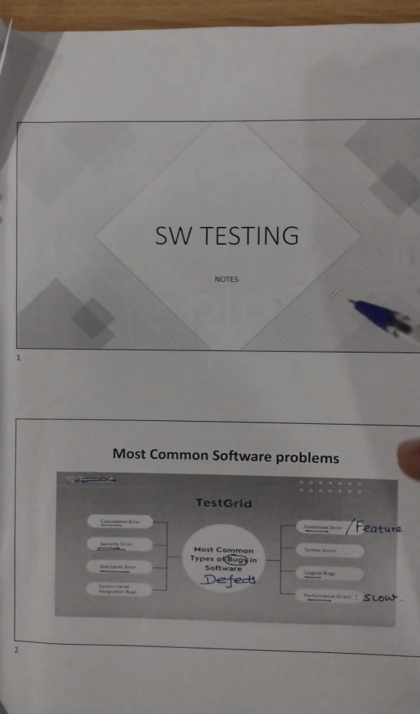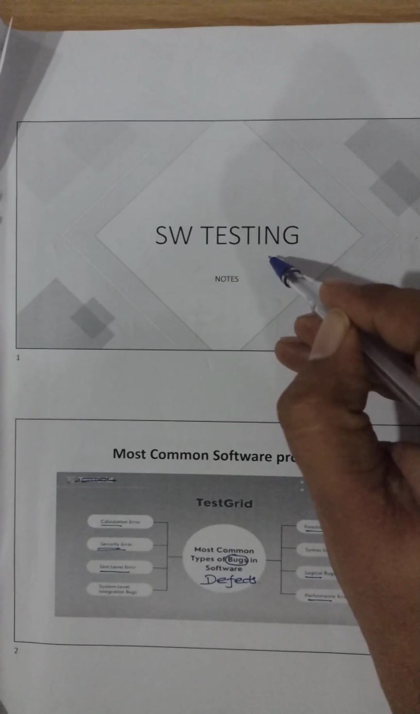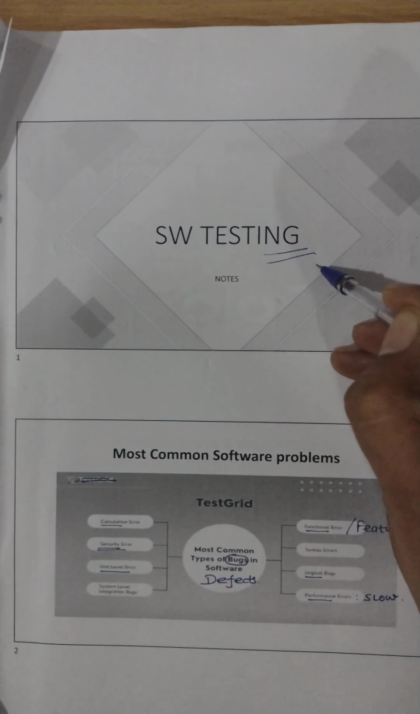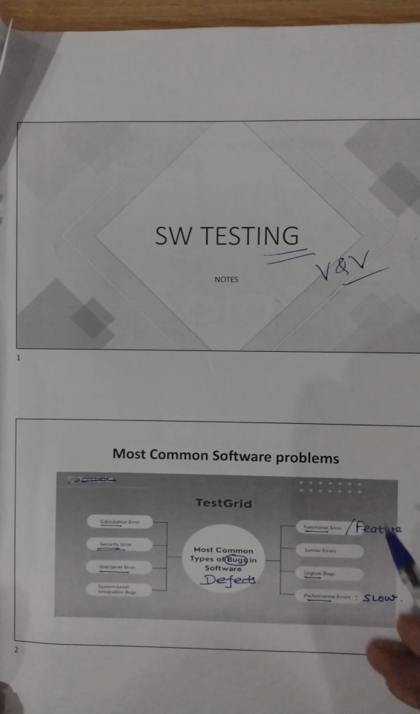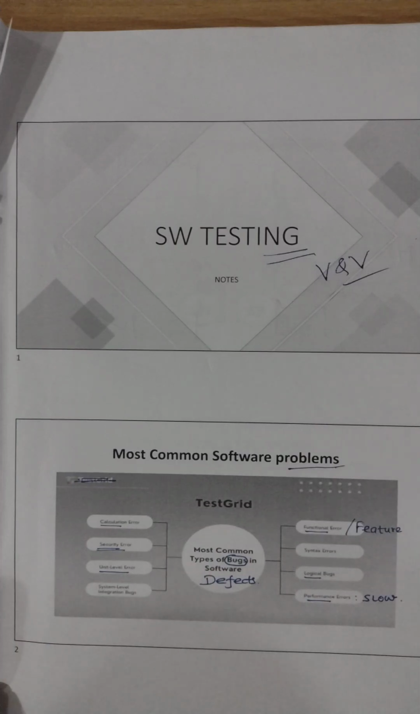Friends, today we will talk about software testing, also called verification and validation. We call it VNV as well. Why do we need testing? Because software programs face a lot of problems, issues, bugs. There could be defects in the field or during testing.